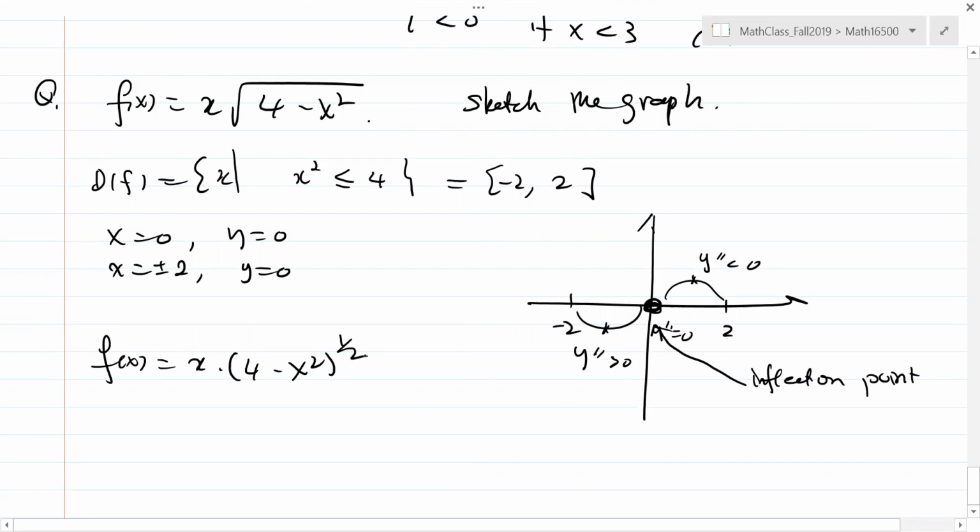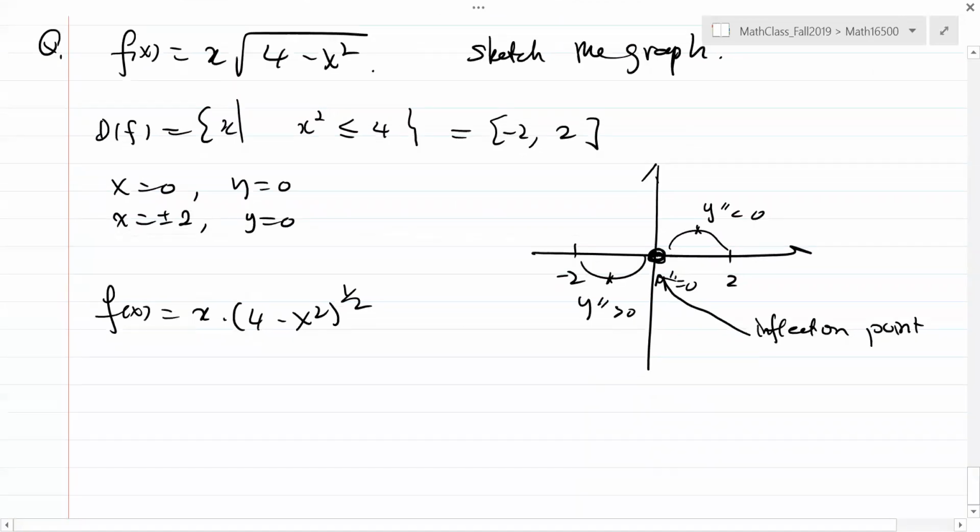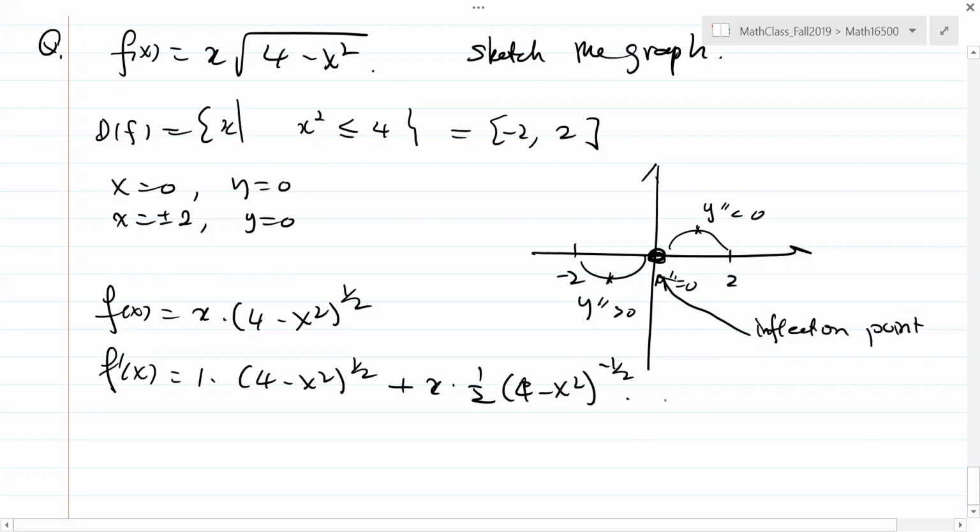It's important to know the result before you do the calculation because it's possible to make a mistake. I should be able to get 2 critical numbers, plus or minus the same number. So it's going to be 1 times (4 minus x squared) plus x times 1/2 times (4 minus x squared) to the negative 1/2. Then you differentiate 4 minus x squared, so you get negative 2x. All right. So what I'm going to do with this, I cancel 2. Cancel everything out.